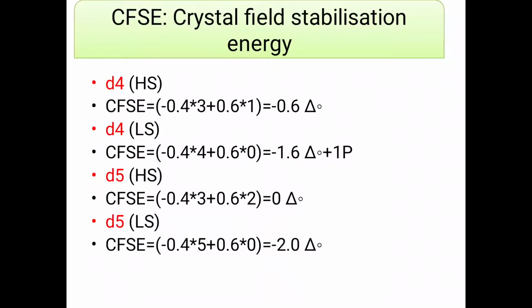Now consider the d4 high spin complex. D4 high spin meaning the electron also goes on top. From the name itself you can understand high spin, so it will go up, high it will go. So that means 3 electrons will remain down, the fourth one will go on top. So minus 0.4 into 3 plus the above one is 0.6, multiplied by that 1. So you get minus 1.2 plus 0.6, which is equal to minus 0.6 delta naught.